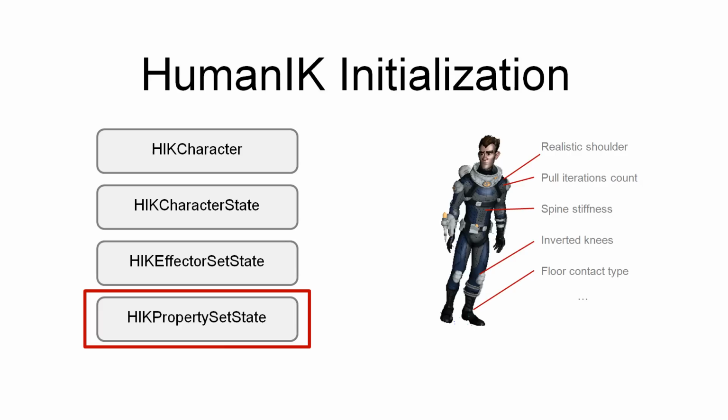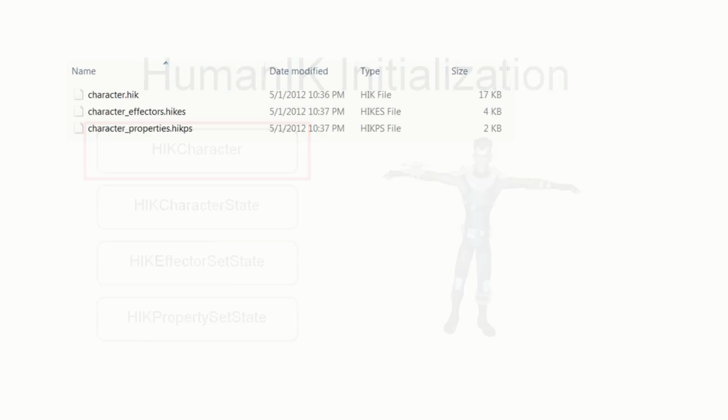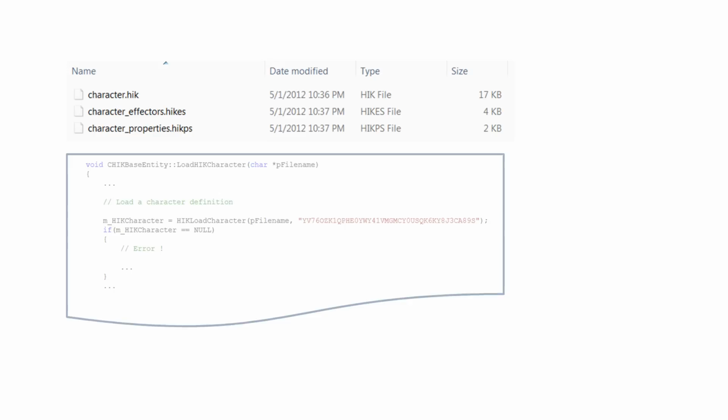So let's start with the HIK character object. This object contains the characterization. Since we already characterized our character while prototyping inside MotionBuilder, we can simply load the binary characterization file in the runtime. The code for doing this is pretty trivial. You need to call this HIK load character function with the file name and the HumanIK license string. And that's all for the HIK character object.